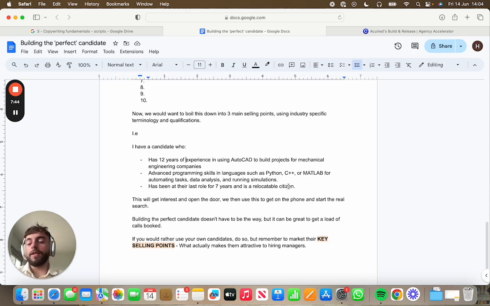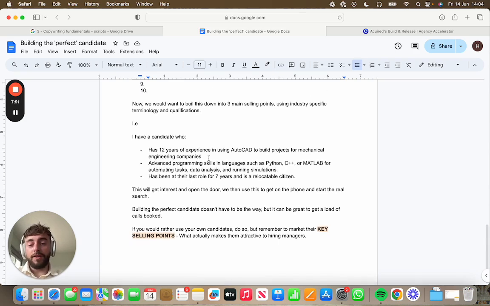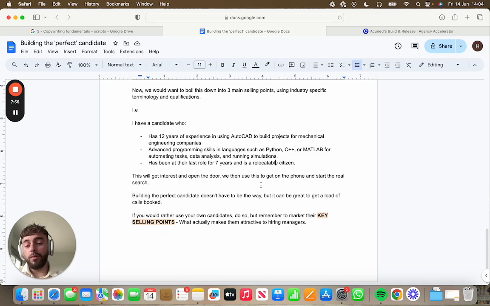And that's all we need, we just need that foot in the door, that initial conversation, so then we can take it from there. And building the perfect candidate doesn't have to be the way, but it can get a lot of calls booked. Even if you're using your own candidates, that's absolutely fine. But what you want to do is not send resumes. Obviously, you'd redact the resume anyway, but you don't want to send resumes. You want to figure out the key selling points of that candidate, basically what actually makes them attractive to hiring managers, and leverage this.